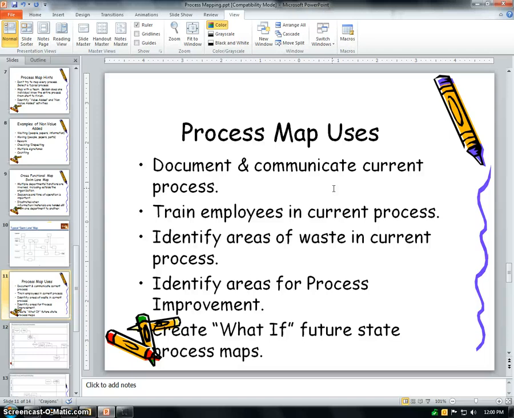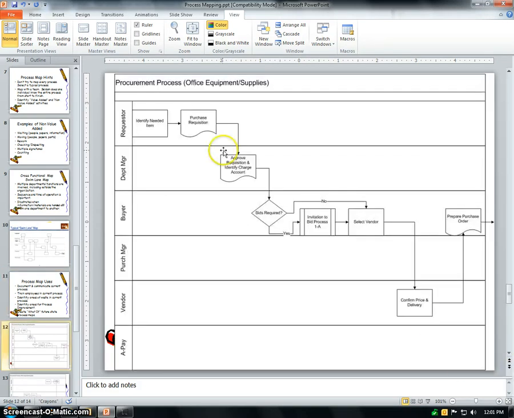Identify areas of waste in the current process. That's really the whole point of these process maps, is for process improvement. Identify areas for process improvement, and create a what-if future state process map. So we can draw on these process maps how it is today, and we can draw on these process maps how we envision it in the future.